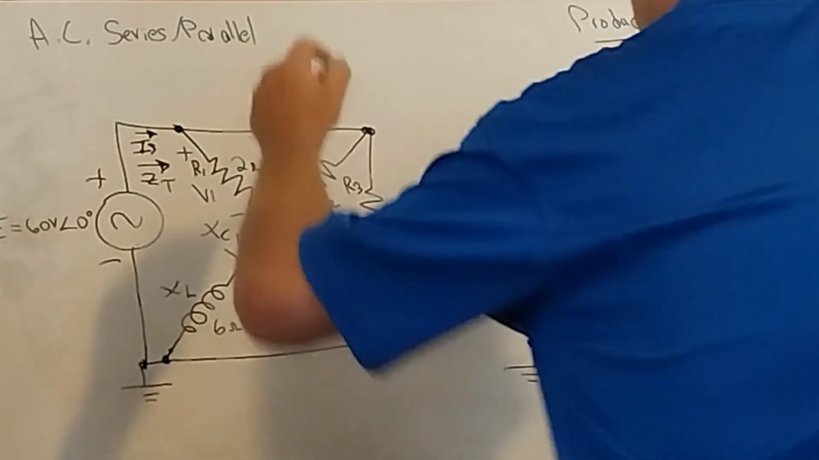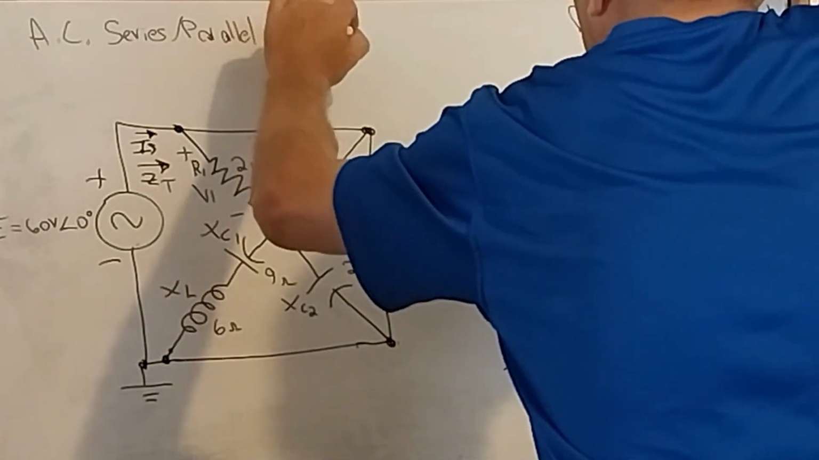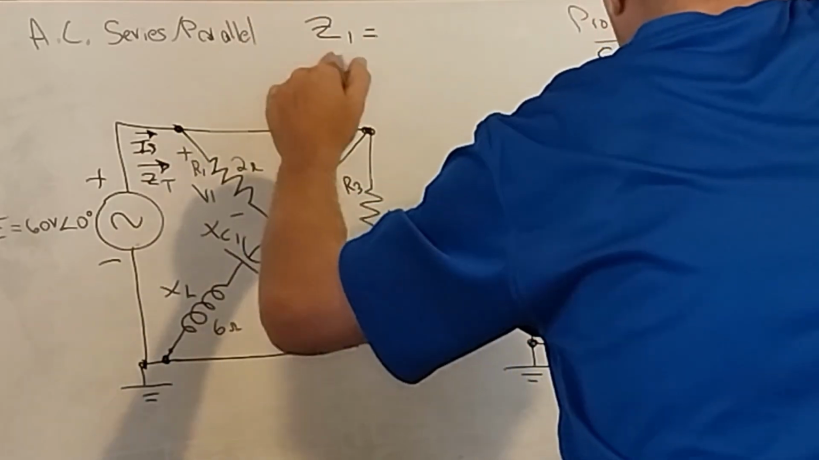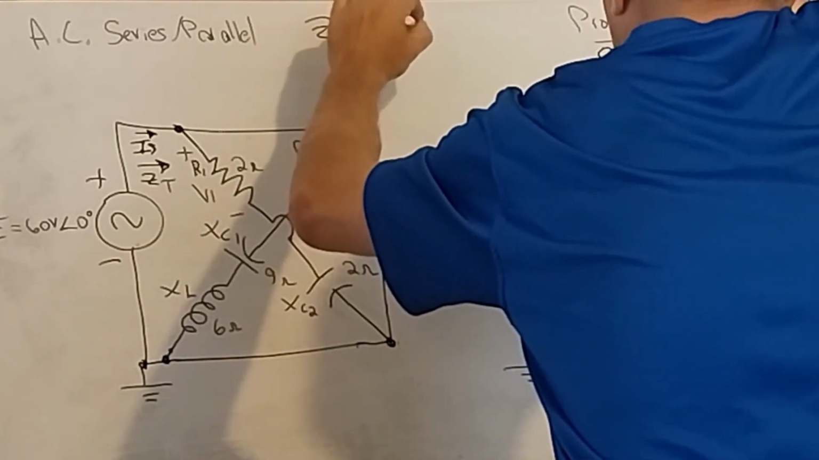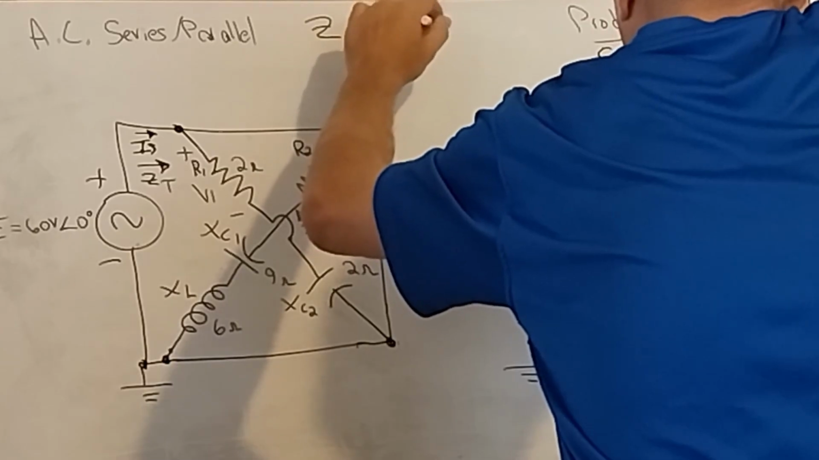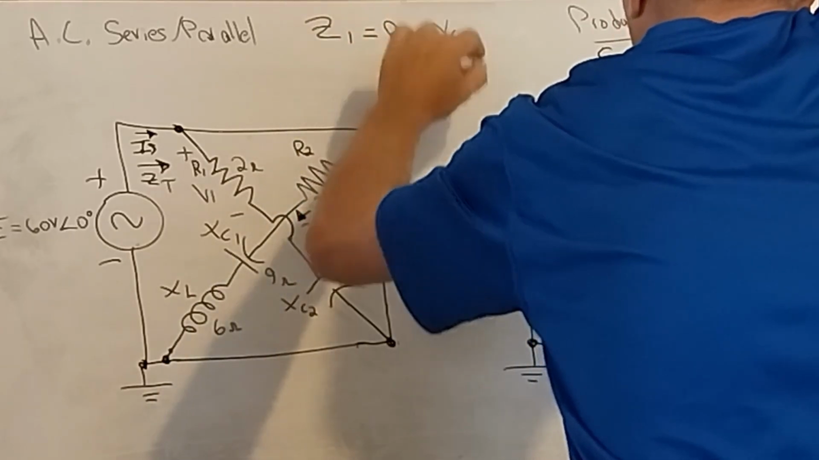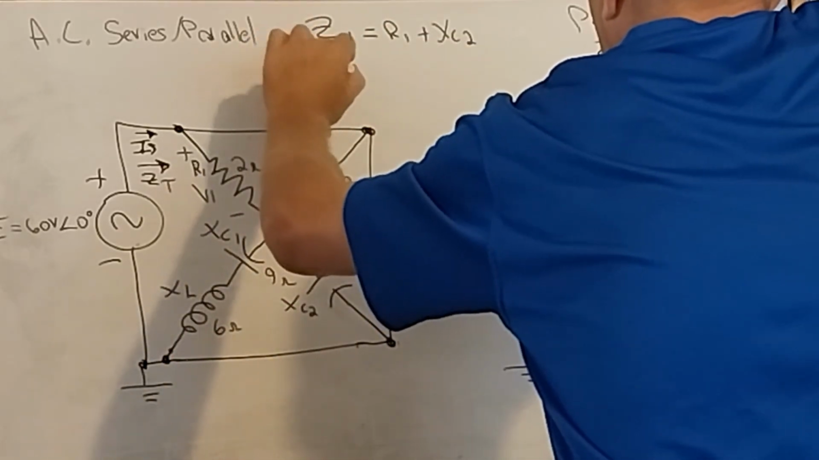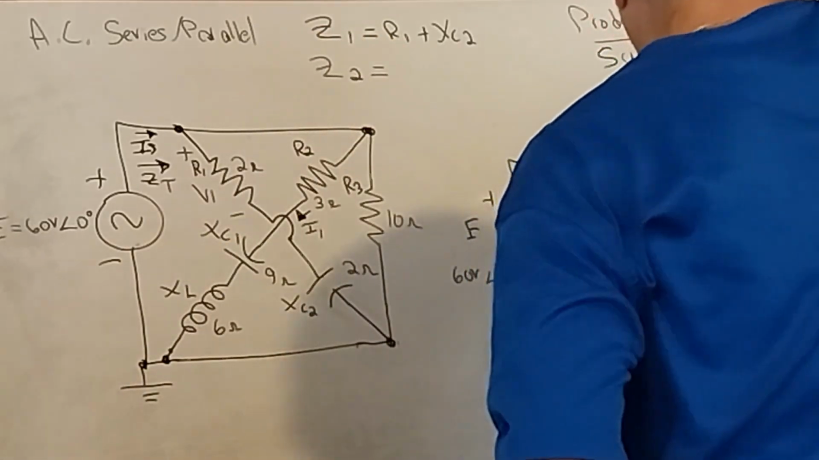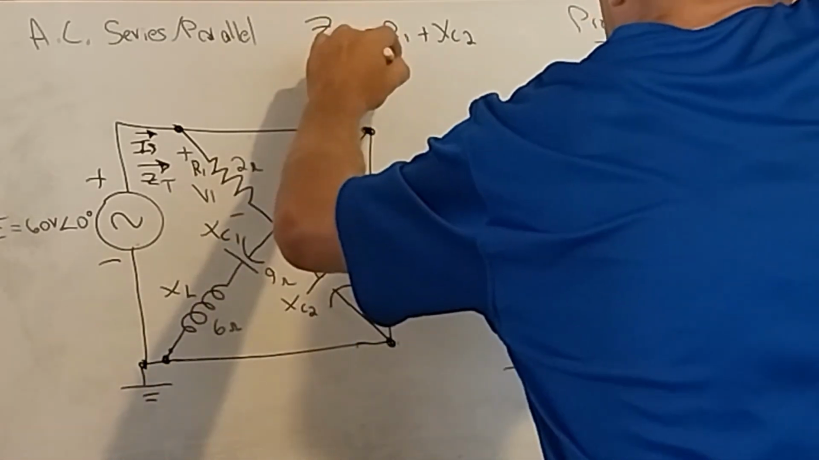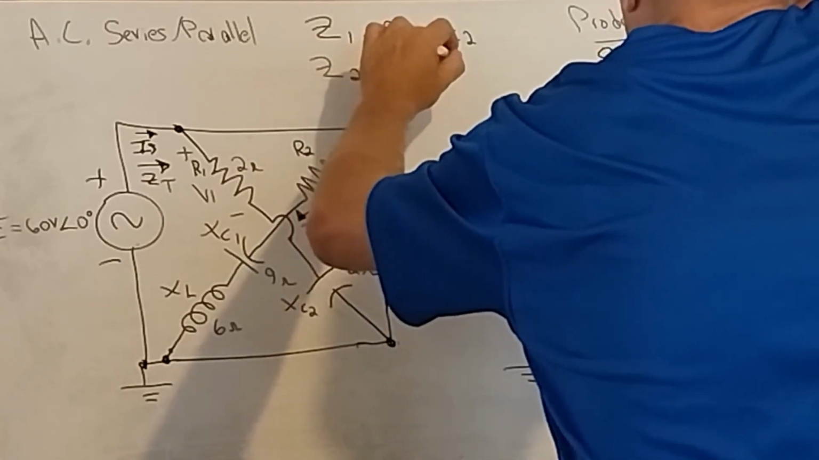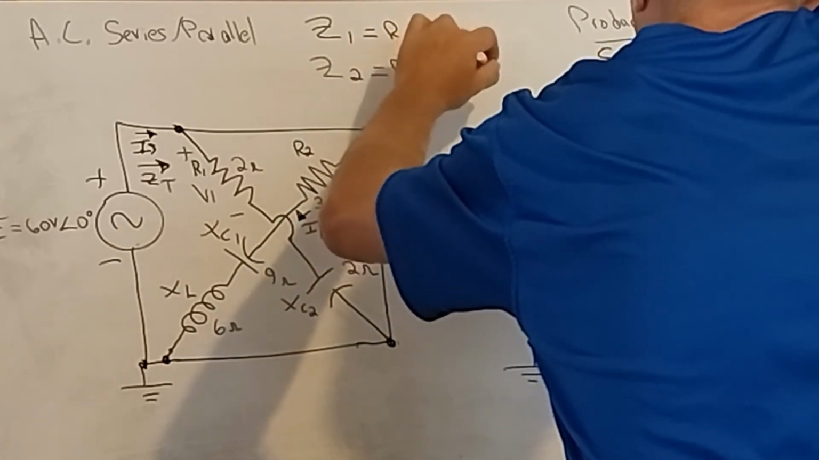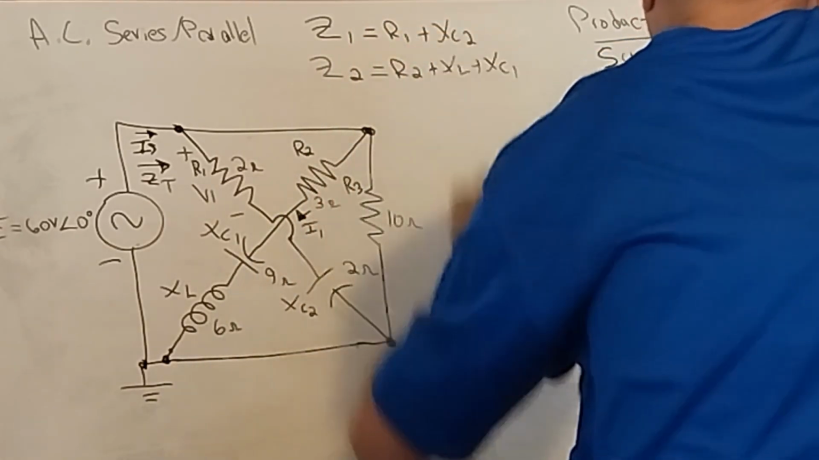Let's make Z sub 1 equal to R1 plus X of C2. And then Z2, that's going to be equal to R2 plus X of L plus X of C1.